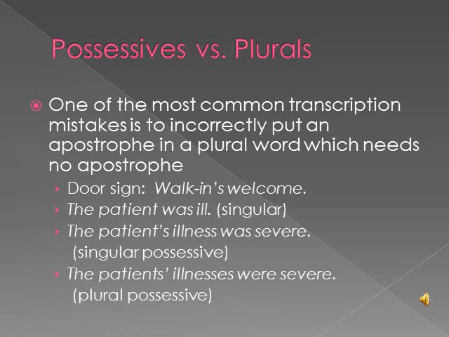The patient was ill. The patient's illness was severe. Here, patient is singular, so it is apostrophe S. It's the illness of the patient. The patients' illnesses were severe. Here we're talking about more than one patient. It's their illnesses. S apostrophe is called a plural possessive. So in this case, "was" and "were" in those last two sentences are your clue words if we're talking about a singular, one patient, or a plural, more than one patient.